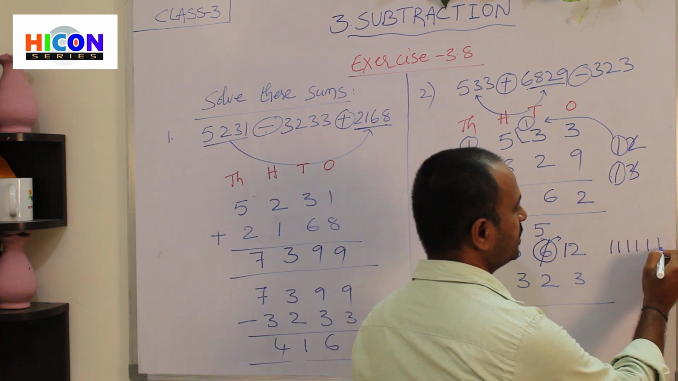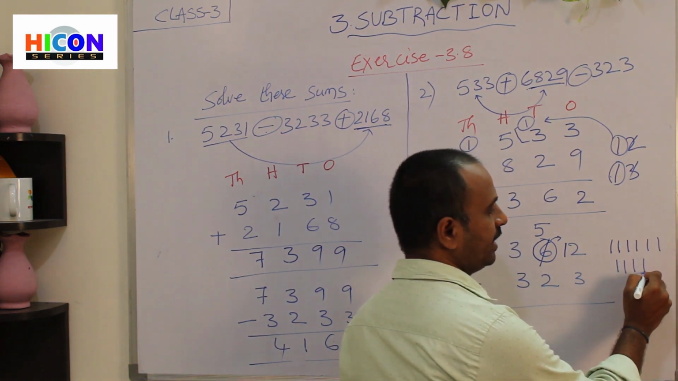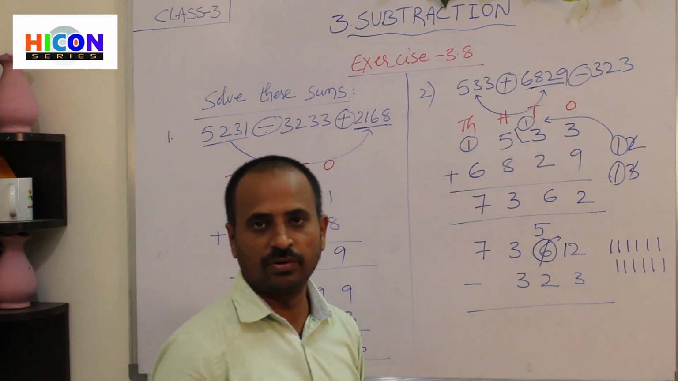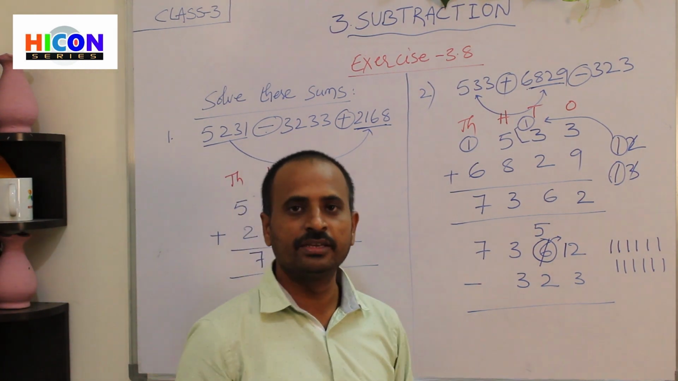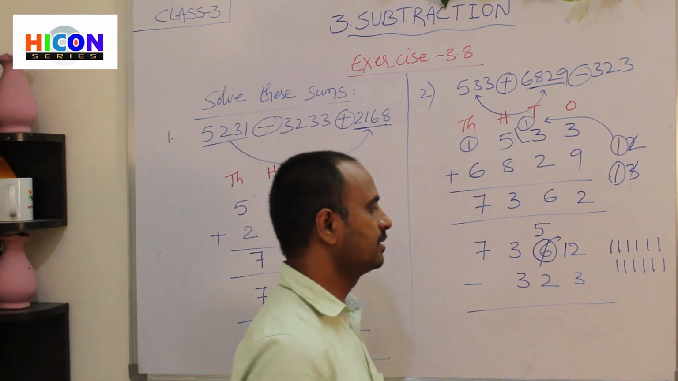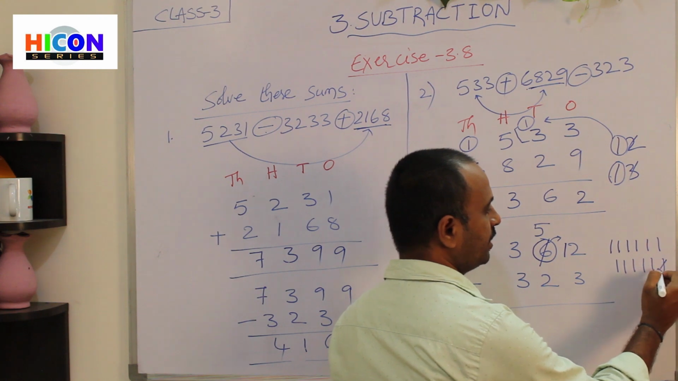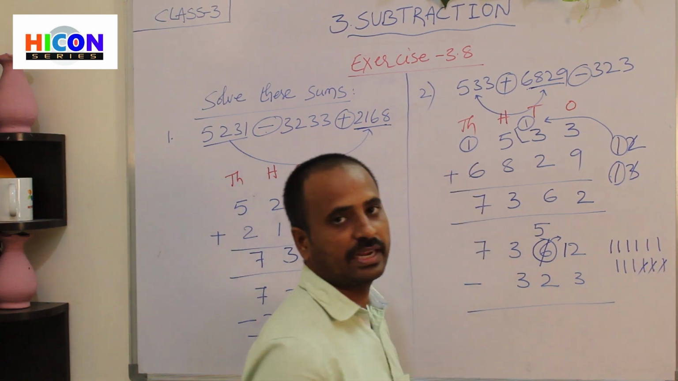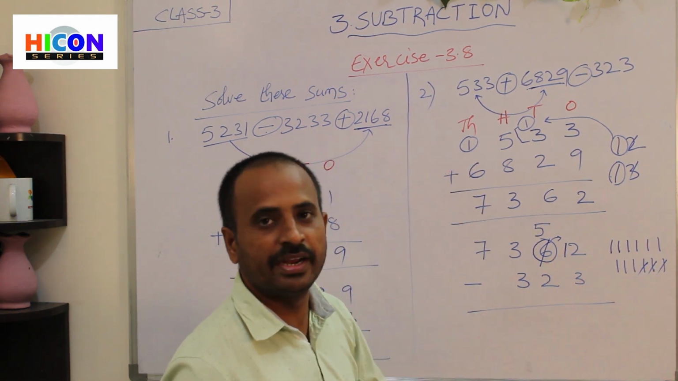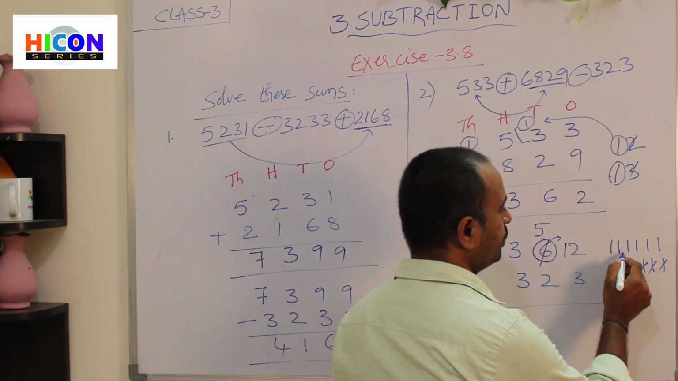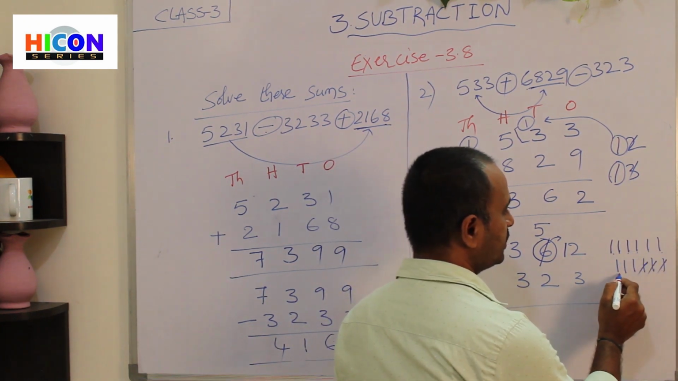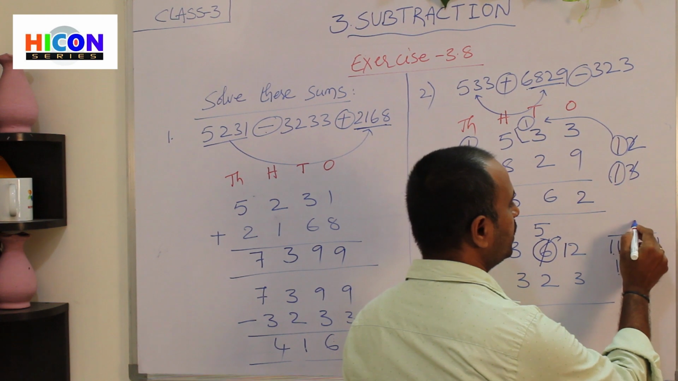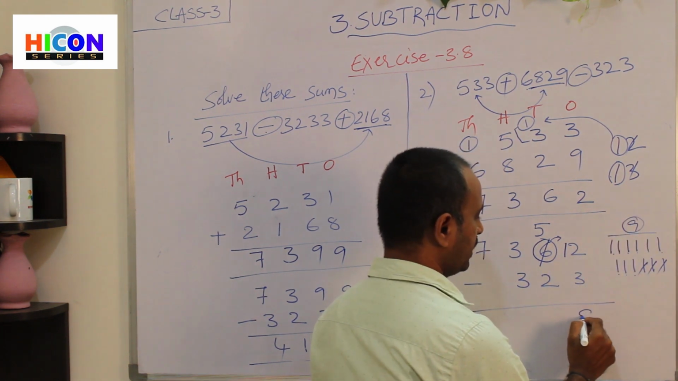1, 2, 3, 4, 5, 6, 7, 8, 9, 10, 11, 12. These are the 12 lines. What is the second number? 3. So strike off 3 lines among these 12 lines. 1, 2, 3. I have struck off 3 lines. Count the remaining lines. 1, 2, 3, 4, 5, 6, 7, 8, 9. So children, there are 9 lines remaining. So write 9 here.